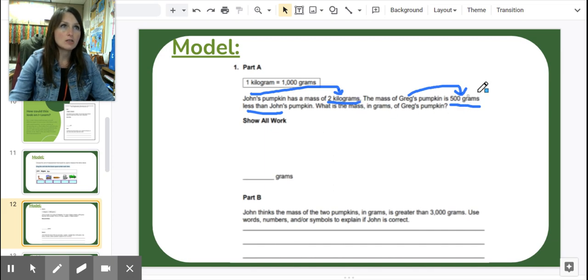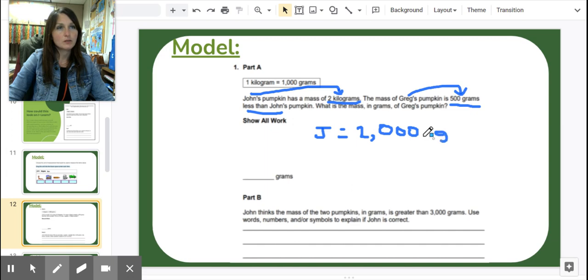Well, I know this says grams, but this one says kilograms. So I need to make them be the same. I can't subtract kilograms from grams because it's not the same thing. So that's why they gave me this little conversion chart up here. So I'm going to say this is John, and he has 2 kilograms, which is really 2,000 grams. So I'm going to write this as 2,000 grams. Because if I have 2 kilograms, that's 2 1,000s, which is 2,000.